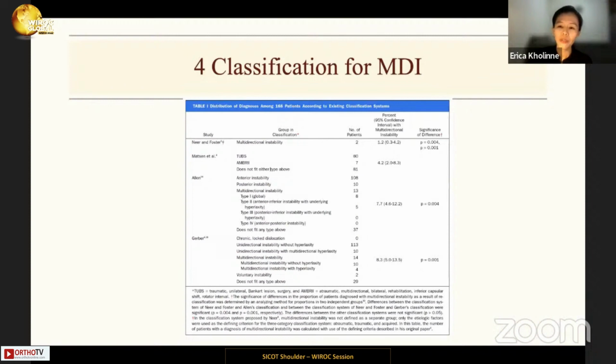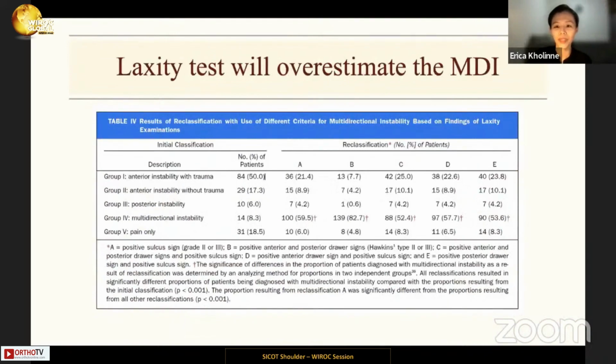Dr. McFarland used 4 classifications, which I think are popular, to classify this cohort with MDI, adding a laxity test as a criterion for diagnosing patients. The study demonstrated that variations in the criteria used for the diagnosis of MDI significantly affect the distribution of patients with the diagnosis. So when you use a laxity test, it tends to overestimate the number of MDI.